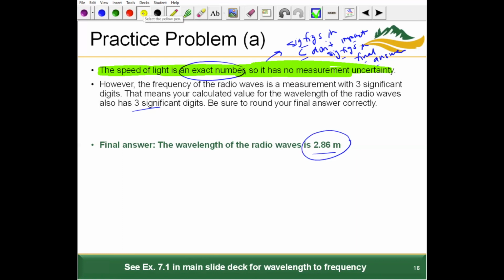I do want to point out example 7.1 is another good one to check out. There you're going from wavelength to frequency. So still using the same equation, but going from wavelength into a frequency value this time.